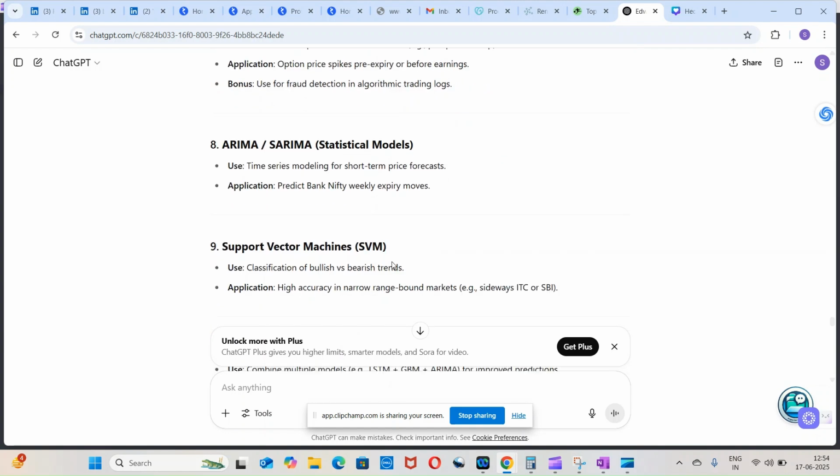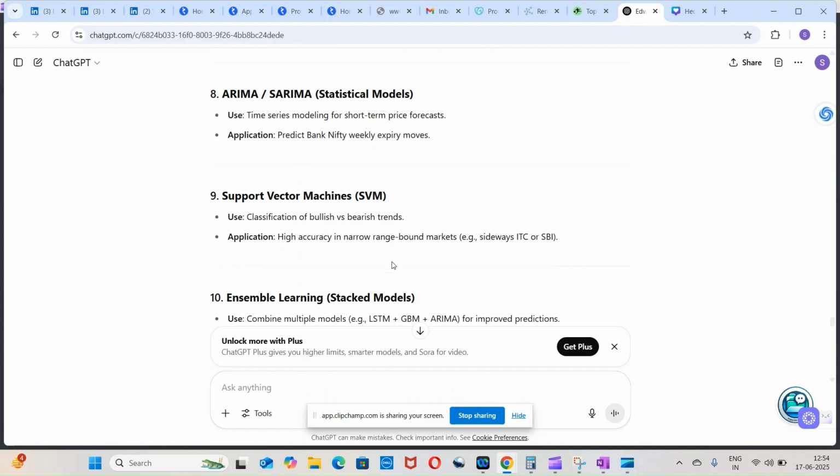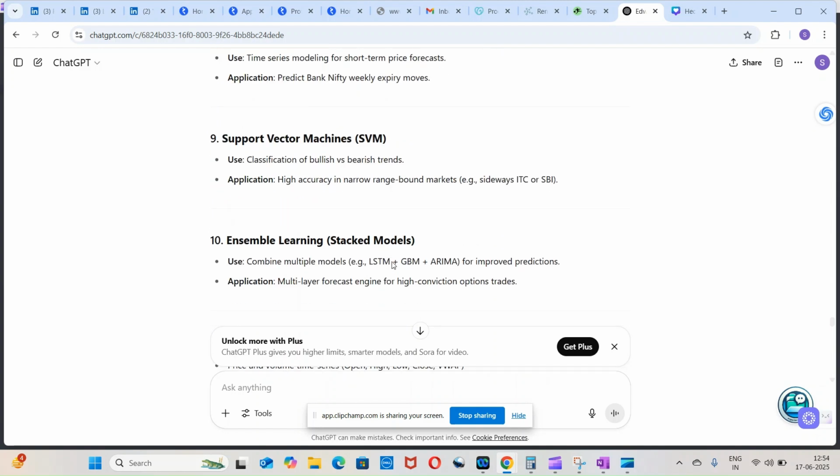ARIMA statistical models. These are statistical models used for time series modeling for short-term price forecasts. They're able to predict Bank Nifty weekly expiry moves. Support vector machines. Classification of bullish and bearish trends can be done by these models. High accuracy in narrow range-bound markets, sideways ITC or SBI.